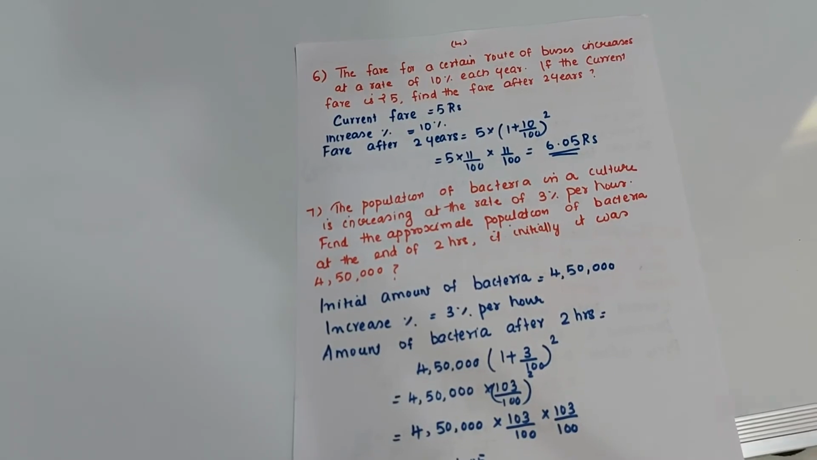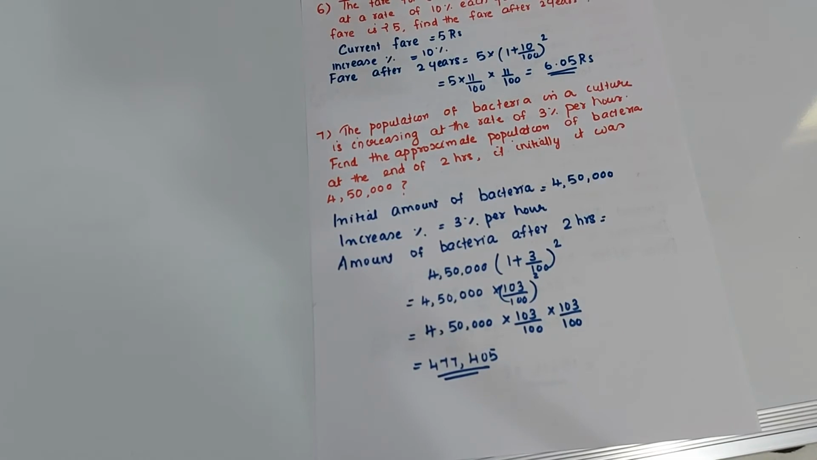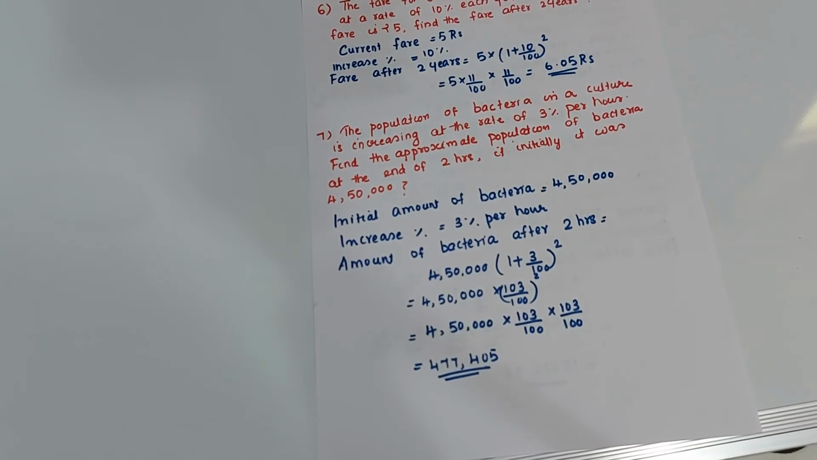Our next question is, the population of bacteria in a culture is increasing at the rate of 3% per hour. Find the approximate population of bacteria at the end of 2 hours if initially it was 4,50,000. So now the amount of bacteria is 4,50,000 and it is increasing at the rate of 3% per hour. Our question is to find the number of bacteria after 2 hours. The initial amount of bacteria is 4,50,000 and the increase percentage is 3% per hour.